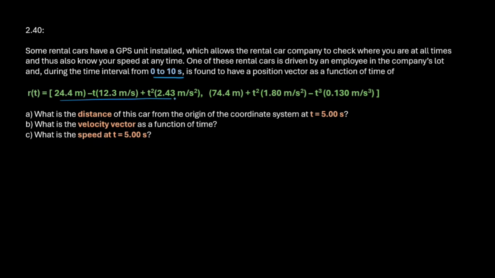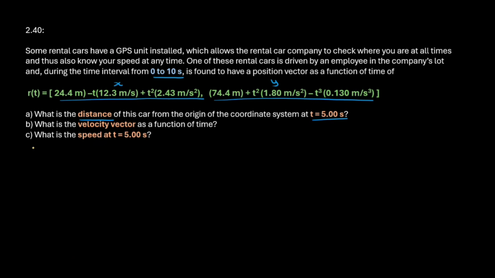So this is the x component of position. I will write this as x. Then the y component is 74.4 meter plus t squared 1.8 meter per second squared minus t cube 0.130 meter per second cube. From this position function, in the first part, we need to find what is the distance of this car from the origin of the coordinate system at t equals 5 seconds. So to find the distance of the car from the origin, we will have to first find its x position, y position, and then we can use Pythagorean theorem to find the total distance.